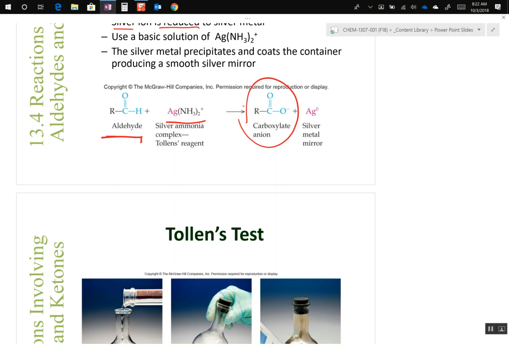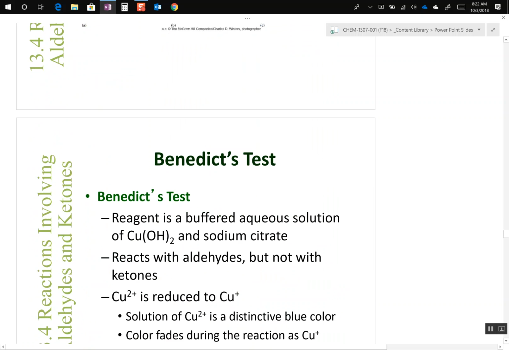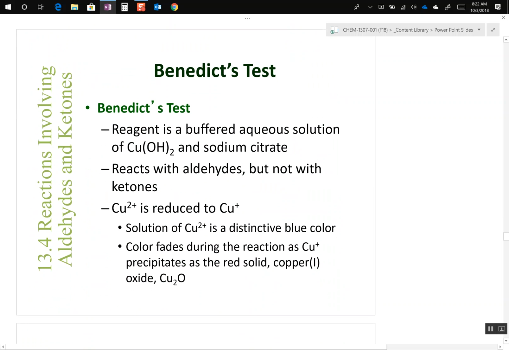So that means a ketone cannot do that. A ketone cannot oxidize into that carboxylate. So as this oxidizes, the silver is reduced, and the silver metal will precipitate. Okay, so that's Tollens reagent.